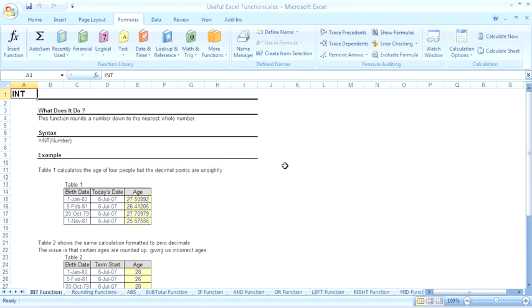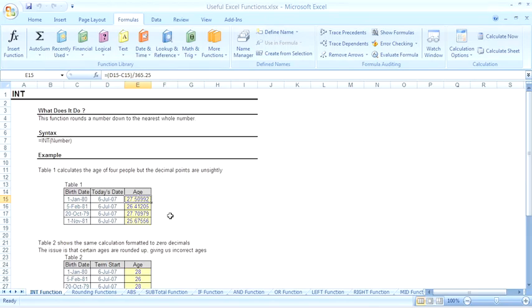The first one here is the int function. The int function is basically the integer function, and this function rounds a number down to the nearest whole number. Let's go through an example of what the int function can do for you. In this table, I've got 4 people listed, I've got their birthdays listed, and today's date. And what I'm trying to do is get their age.